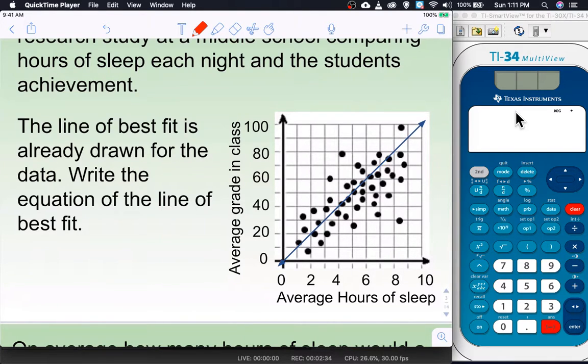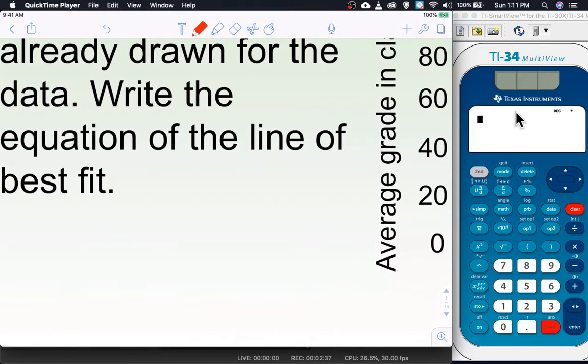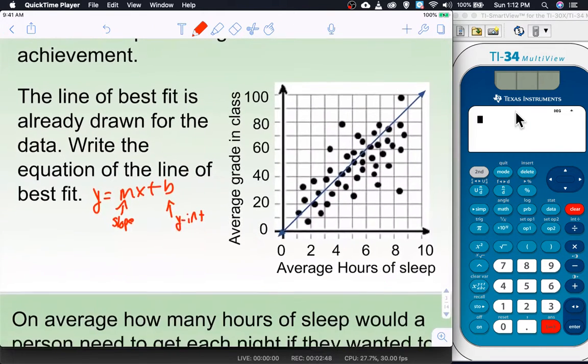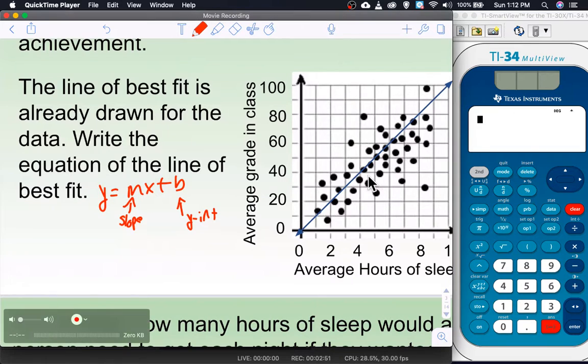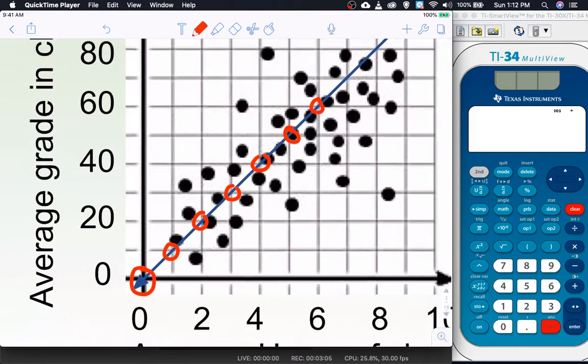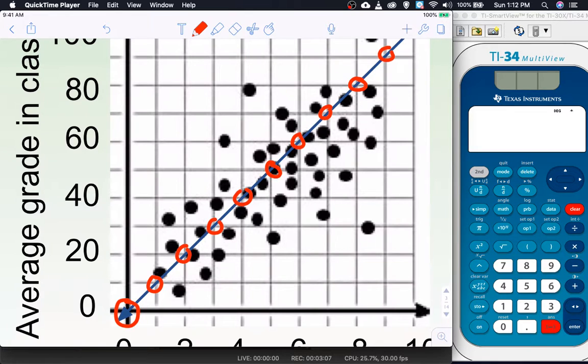We're going to be using slope-intercept form, which, in case you don't remember, is y equals mx plus b, where m is our slope and b is our y-intercept. Looking at our line of best fit, I'm going to try to find a couple of points. It looks like it goes through here and there, and goes right up this diagonal. The slope appears to be up 1 over 1, up 1 over 1, up 1 over 1, and that pattern continues.